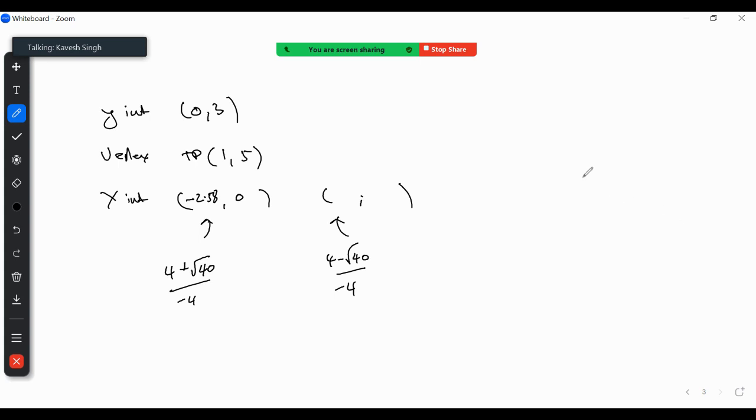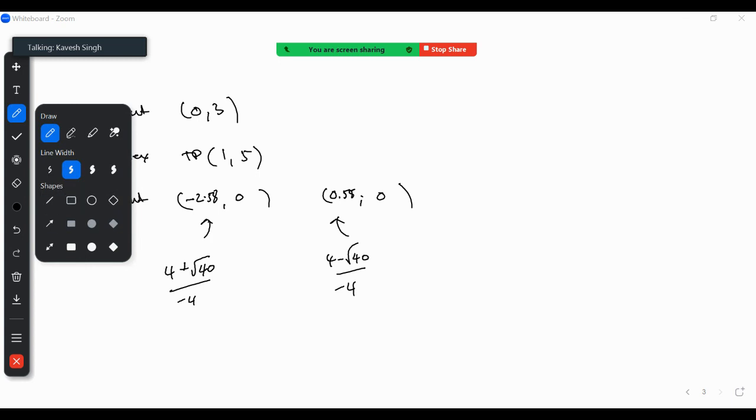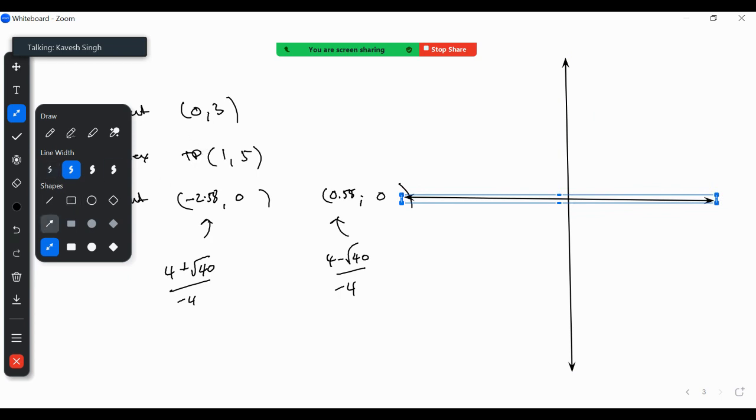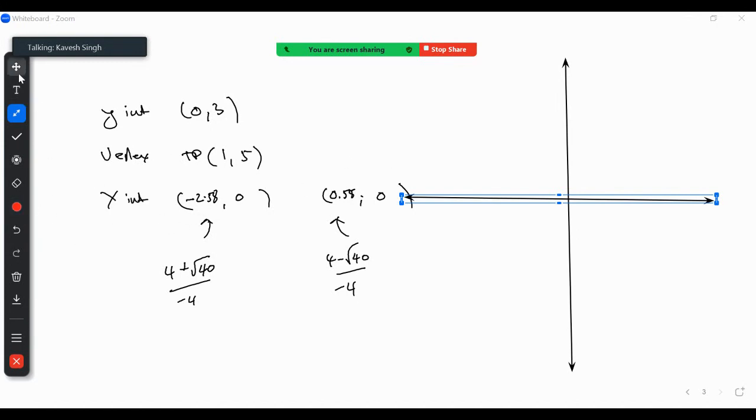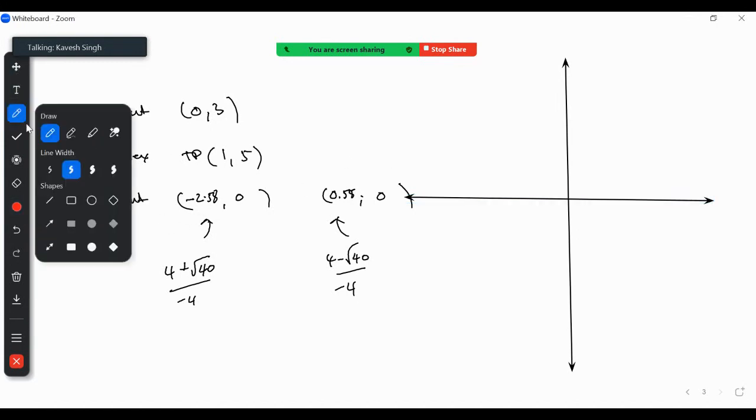That gives 0.58, and 0. Now I have sufficient information. I can draw this. I put all my coordinates and I can sketch it. Let's say sketch because it won't be super accurate. So (0, 3), (1, 5). If I can pass it through all of those points, connecting the dots into a parabola would be good.